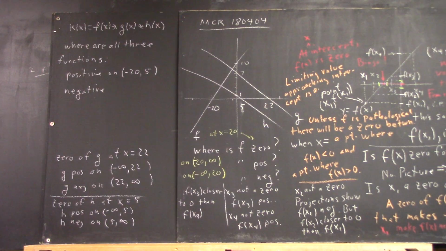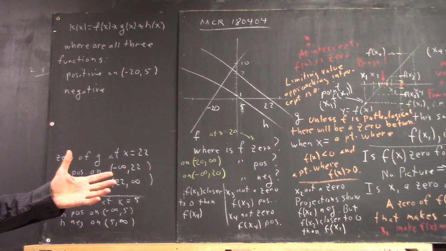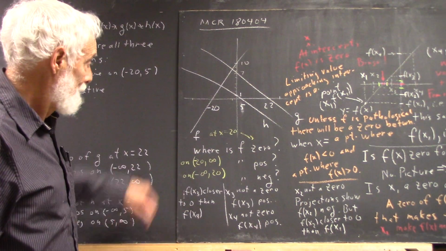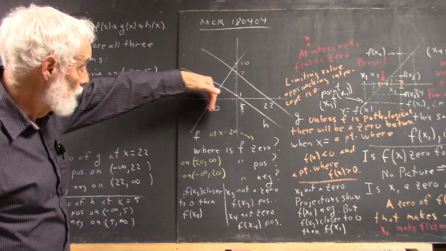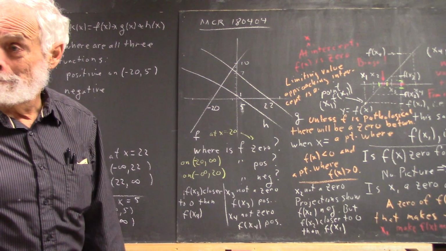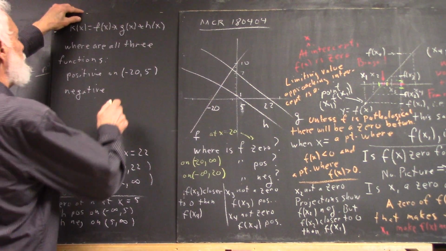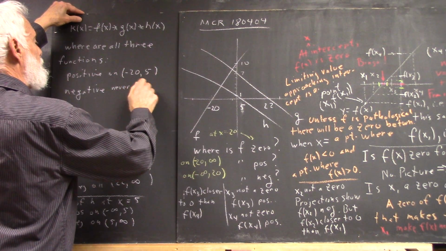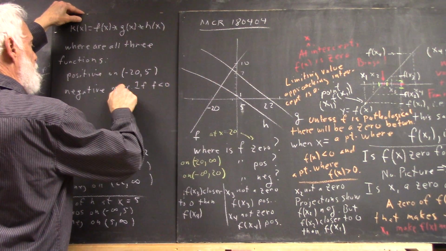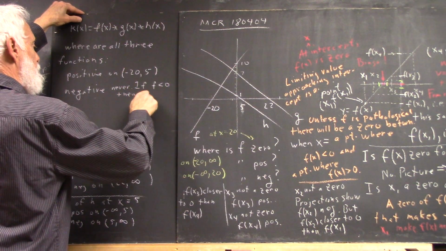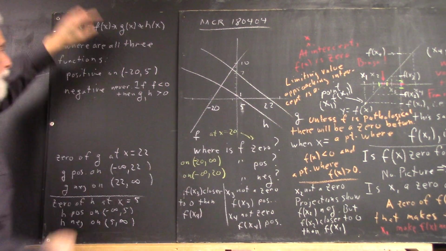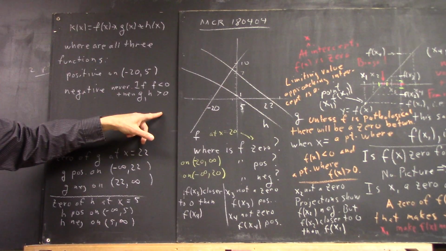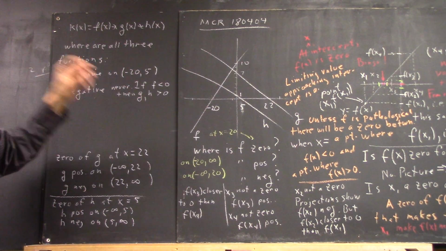Okay, how about all negative? Well, we can reason it out pretty easily. F is negative only from here to here, and the other two are positive, right? If F is negative, then both G and H are positive, aren't they? Okay?